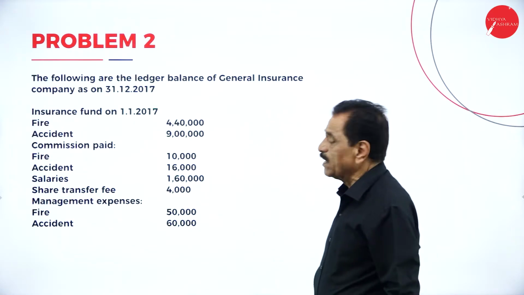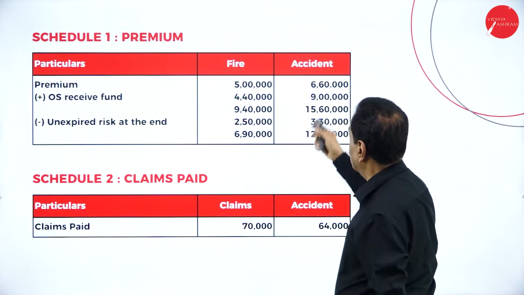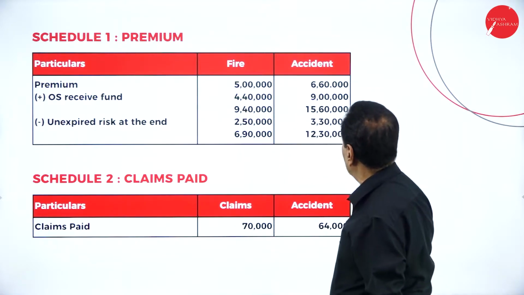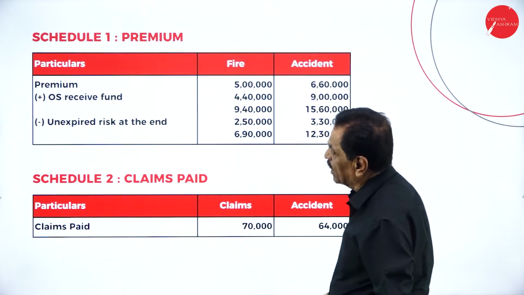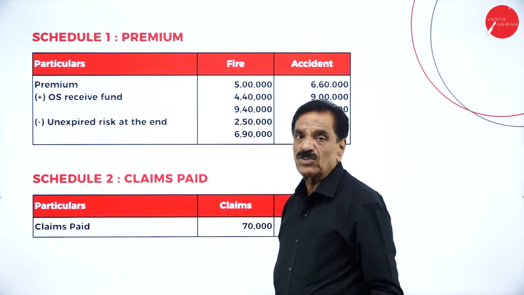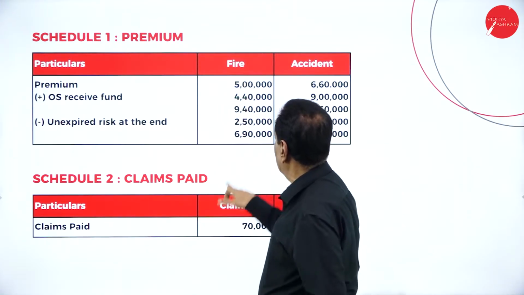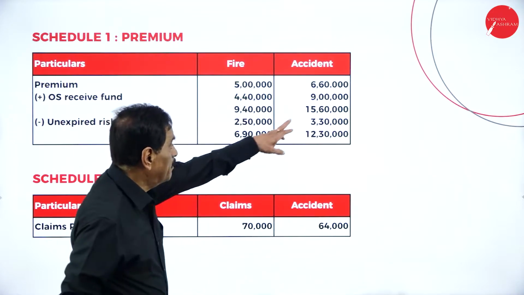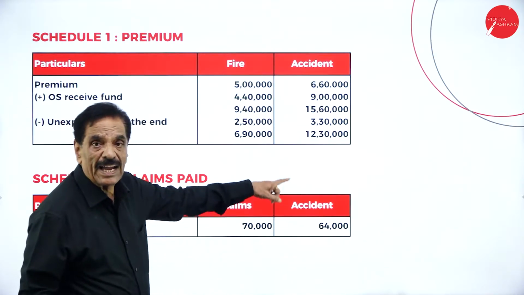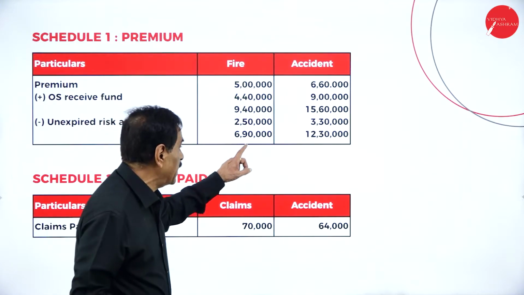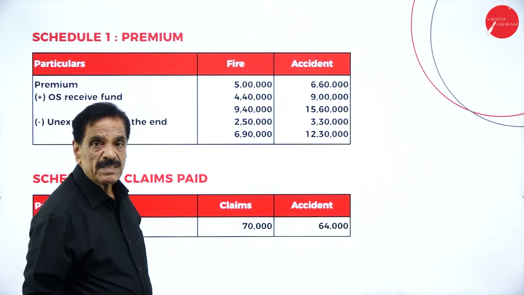4 lakh 40,000. If you add this, it becomes 9 lakh 40,000 and 15 lakh 60,000. At the end of the year, you have to deduct 50% of 5 lakh, which is 2 lakh 50,000. 50% of 6 lakh 60,000 is 3 lakh 30,000. The difference is 6 lakh 90,000 and 12 lakh 30,000.